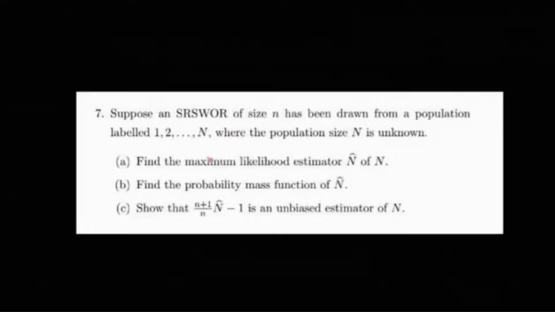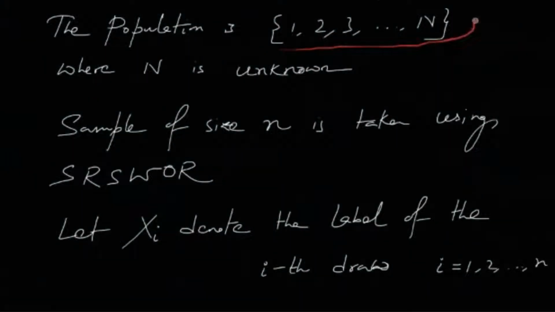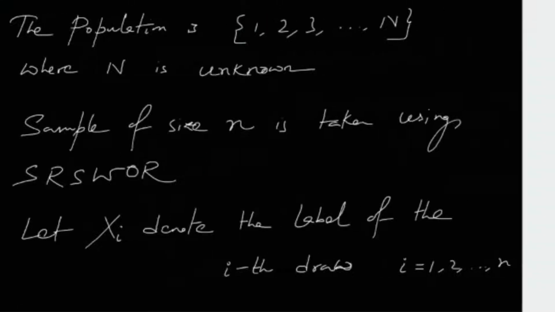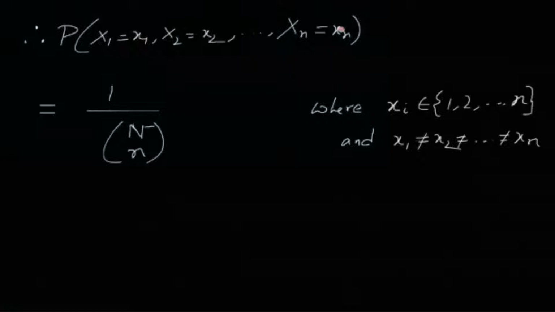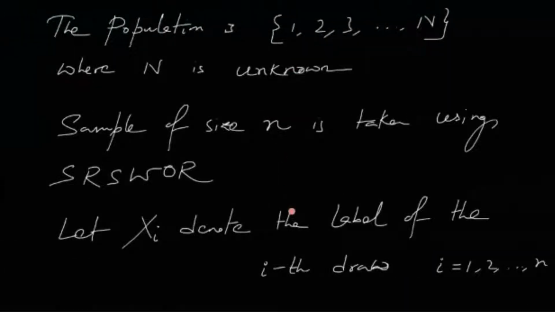So let us first try the first one. See, the population is this, right? This is 1 through N, and N is unknown. A sample of size n has been taken using SRSWOR, that means simple random sampling without replacement. So let Xi denote the label of the ith draw. These are the elements of the sample X1, X2 up to X small n.